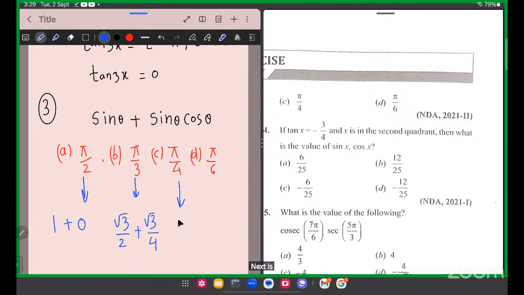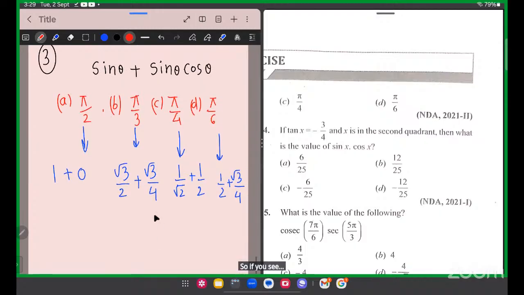Next is pi by 4, so it is 1 by root 2 plus 1 by root 2 into 1 by root 2. Similarly pi by 6, sine pi by 6 is again 1 by 2, and here root 3 by 4. So if you see, it is very easy to compare. Here root 3 by 4, here root 3 by 4. This one is root 3 by 2, and this one is 1 by 2. Of course, root 3 is greater than 1. Therefore, this can't be maximum, right?